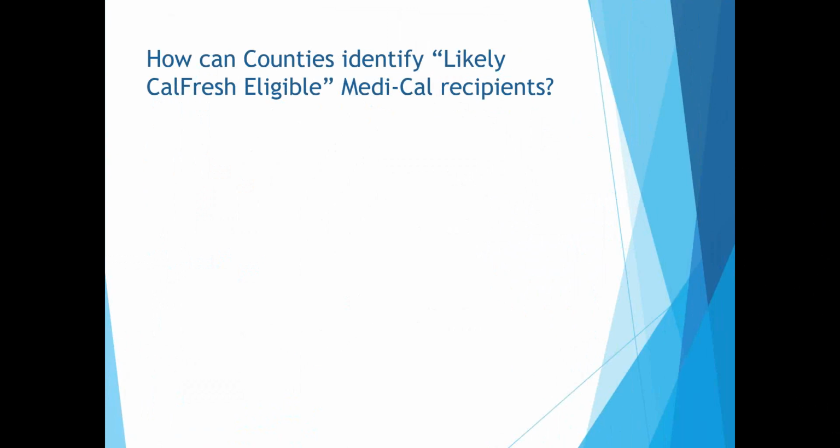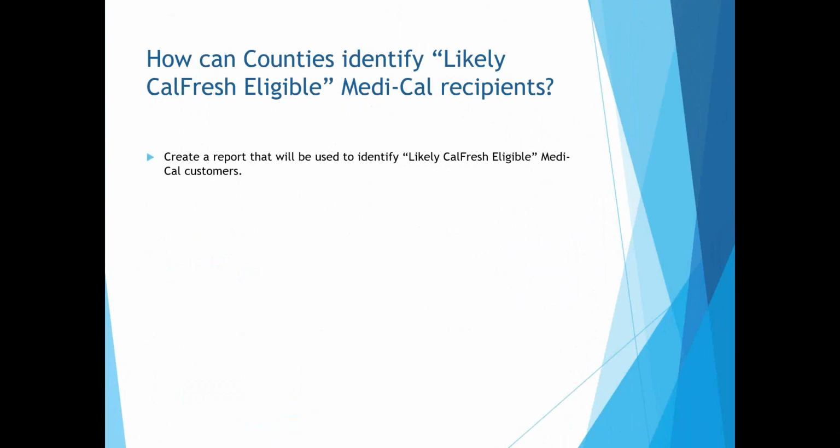So basically, we were left with the question of, how can counties identify these likely CalFresh eligible MediCal recipients? And this question was raised actually at the Dual Enrollment Summit held by the Alliance to Transform CalFresh at the end of January of this year. They had a lovely summit that talked about dual enrollment, and we broke up into some groups, and I was a part of the data group. And us being data driven, we said, what can we do to identify these people?